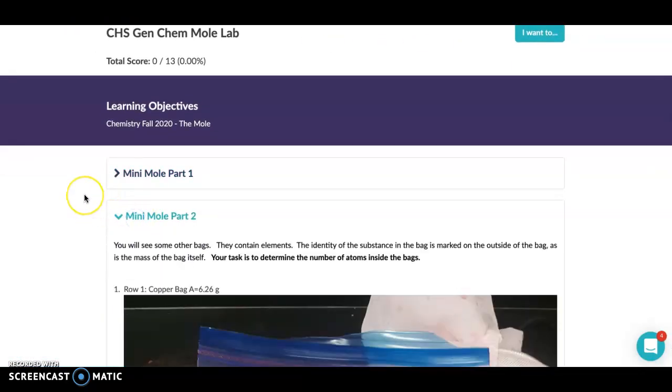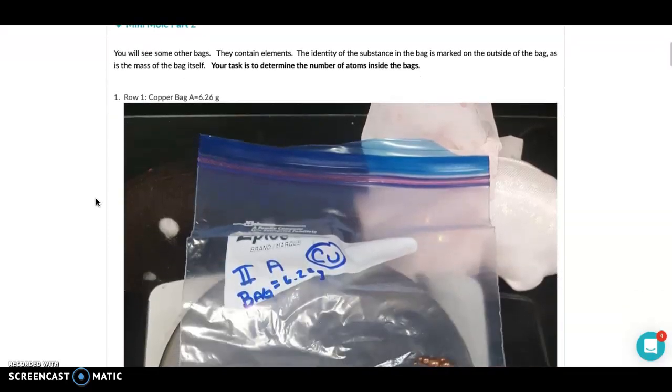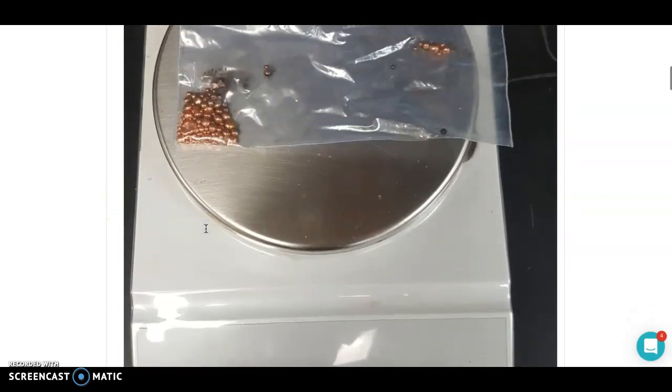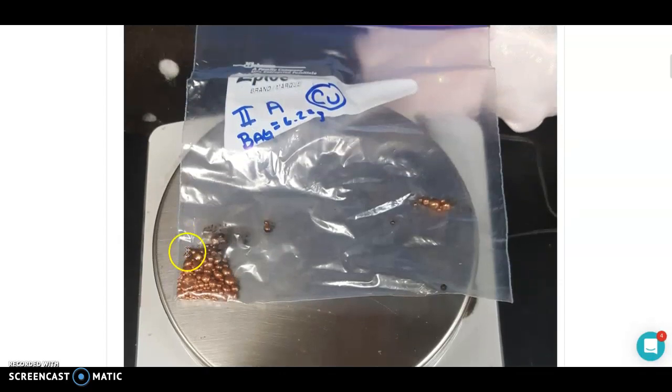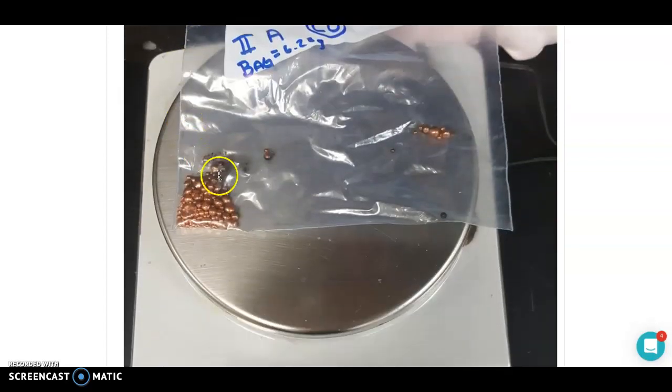Part 2. In part 2, you are told what the substance is. And so with each substance, again, you are given the mass of the bag, and the total mass is given on the scale. And you are to calculate how many atoms of that element are in the bag. So here we have copper, and you need to figure out what the mass of the copper inside the bag is. And once you know the mass of the copper, calculate the amount of atoms of copper using the molar mass and the amount of atoms in a mole.